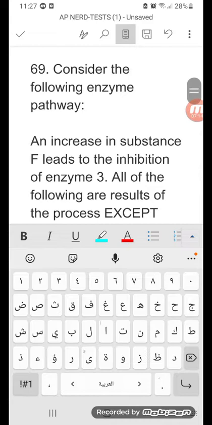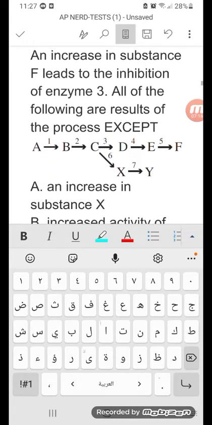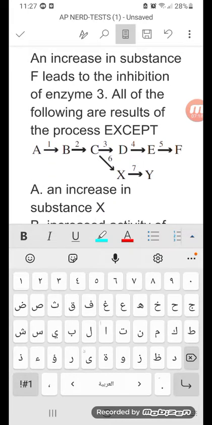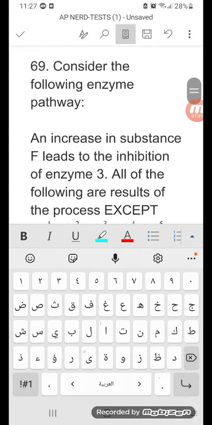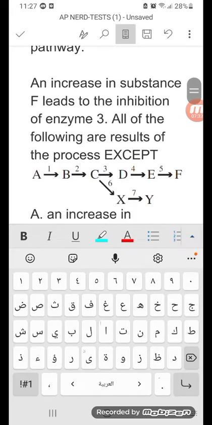68. Consider the following enzymes pathway. An increased substance F leads to the inhibition of enzyme 3. All the following are the result of the process except 1, 2, 3, 4, 6. An increase of substance... This requires lots of thinking.